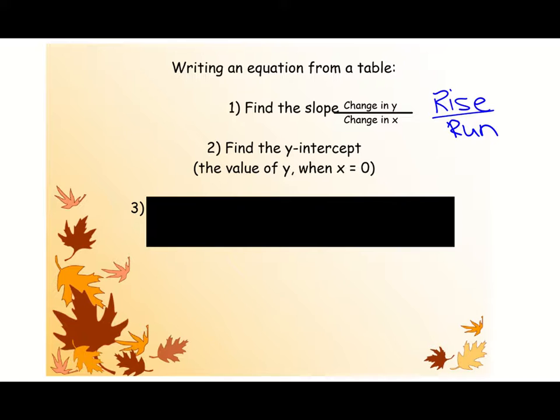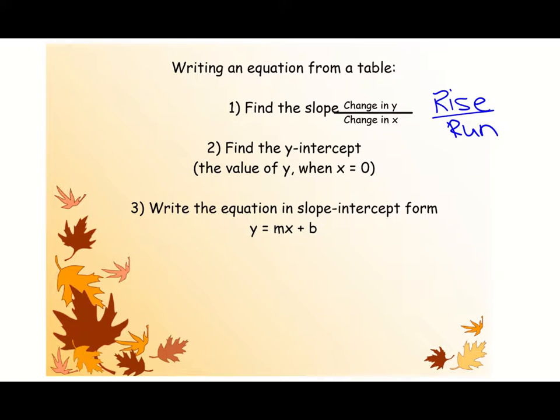The third step is you are going to take the information that you know and write the equation in slope-intercept form. So basically you're just taking what you have from step 1 and step 2 and putting it into our slope-intercept form of y equals mx plus b. Remember that when you are doing y equals mx plus b, you are going to put the slope right there for the m, and the y-intercept is going to be the b.